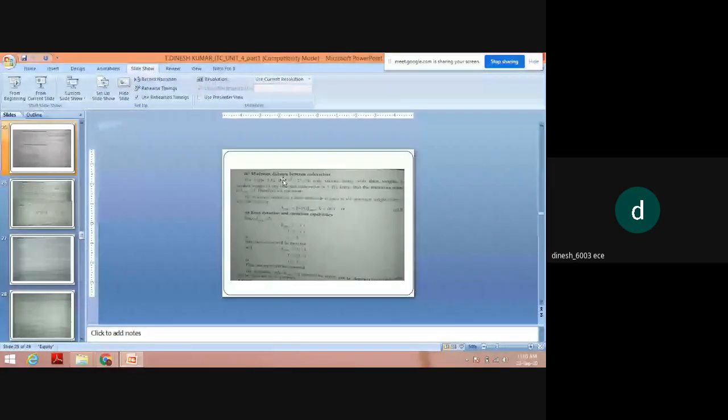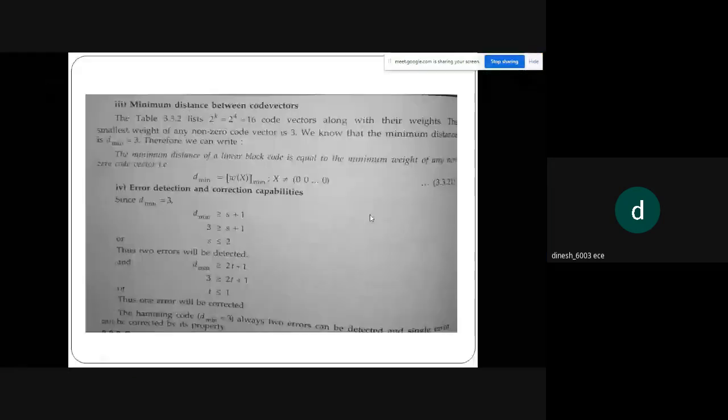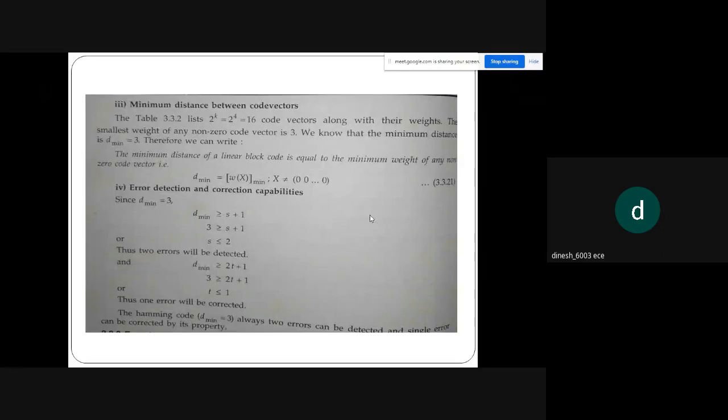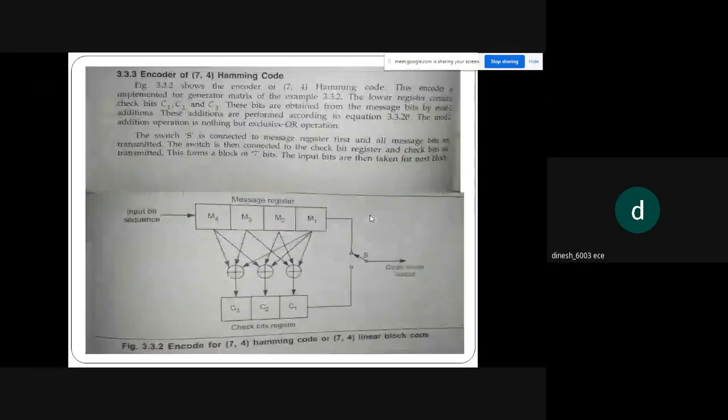Okay, so we'll go for the next topic. Next is the 7,4 encoder. How to draw this 7,4 encoder? This is a diagrammatic representation which encodes n is equal to 7 and k is equal to 4. How to draw this? It's what you are going to see in this diagram.